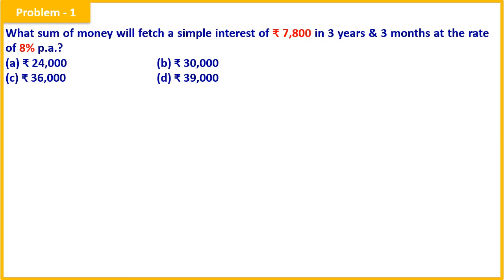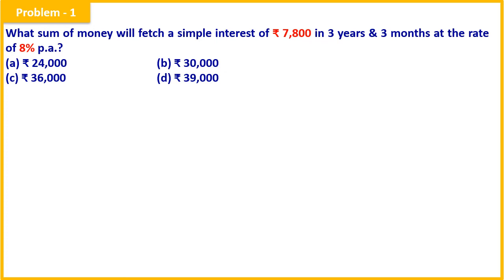Let us understand a few problems related to simple and compound interest. We will start with a very simple problem here. Problem number 1. What sum of money will fetch a simple interest of rupees 7,800 in 3 years and 3 months at the rate of 8% per annum?